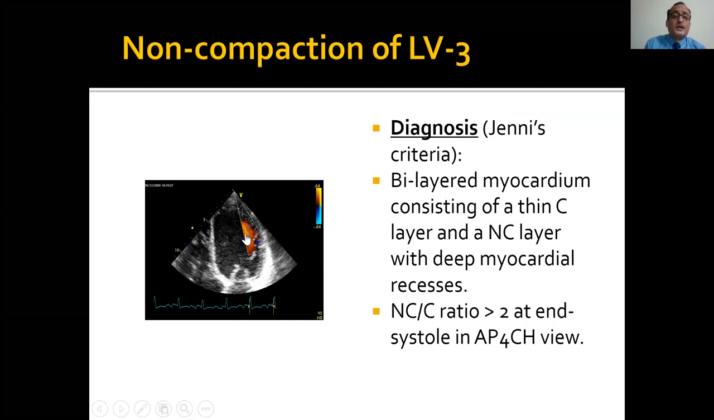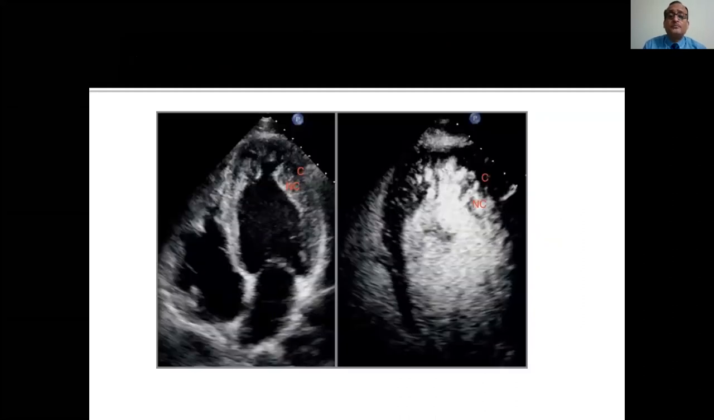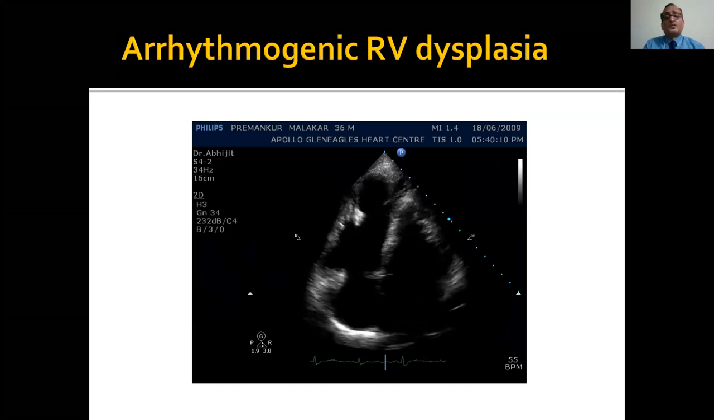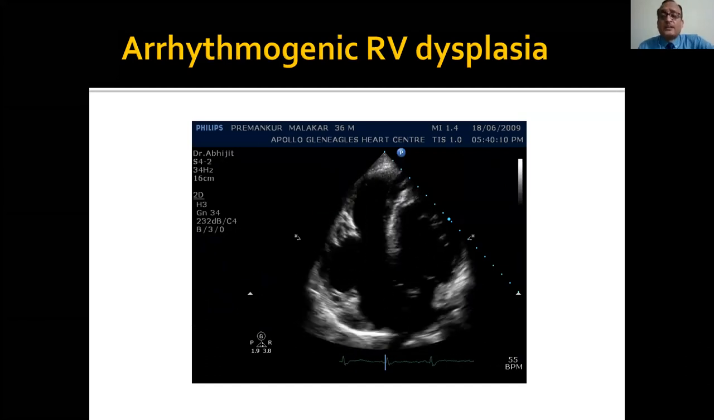Here you see that the left ventricle endocardium has got small bits. Between the small bits of myocardium, the blood flows in and comes out. It is a developmental anomaly which has a genetic basis, and this leads to dilated cardiomyopathy. Here you see a contrast echo which shows the trabeculations of contrast. Non-compaction cardiomyopathy. This is arrhythmogenic right ventricular dysplasia.